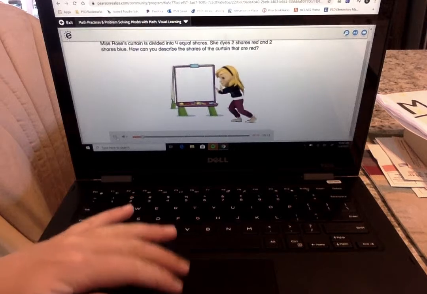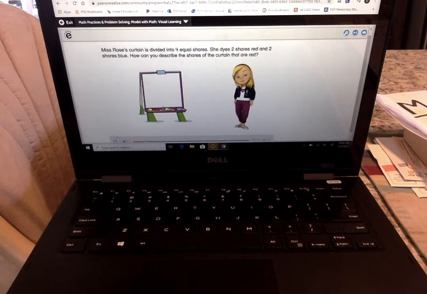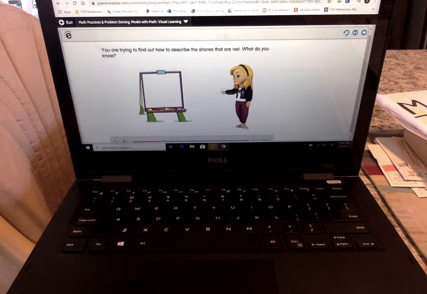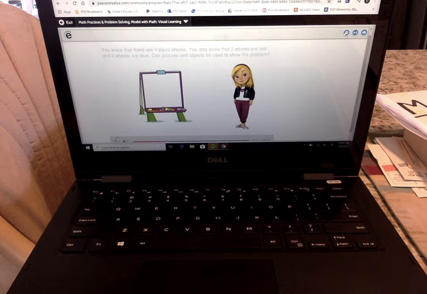Miss Rose's curtain is divided into 4 equal shares. She dyes 2 shares red and 2 shares blue. How can you describe the shares of the curtain that are red? What are you trying to find out? You are trying to find out how to describe the shares that are red. What do you know? You know that there are 4 equal shares. You also know that 2 shares are red and 2 shares are blue.